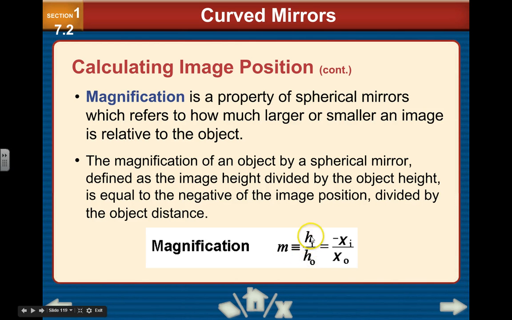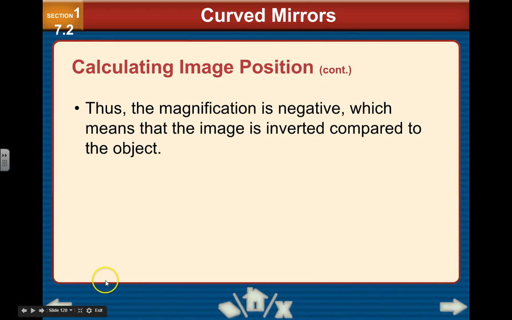And we can get that either from the height of the objects or from the distance that the image and the object are from the mirror. So we can use these ratios. So where do we come up with these numbers? Well, we're going to see this in a few minutes.